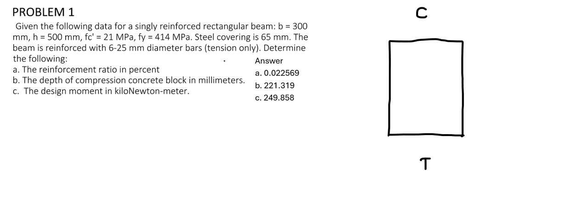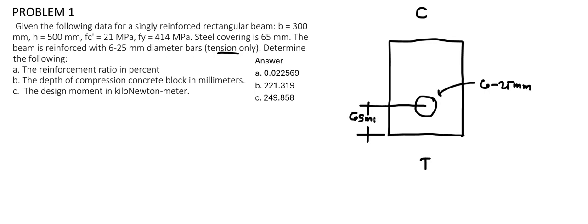On the tension side, we are given 6-25 millimeter diameter bars. We can represent this as a single steel area on this tensile side. We are given a steel cover of 65 millimeters. This is the distance going from the outer edge of the beam on the tension side towards the centroid of the reinforcement. This is 65 millimeters, and we are given a base of 300 millimeters and a total height of 500 millimeters.